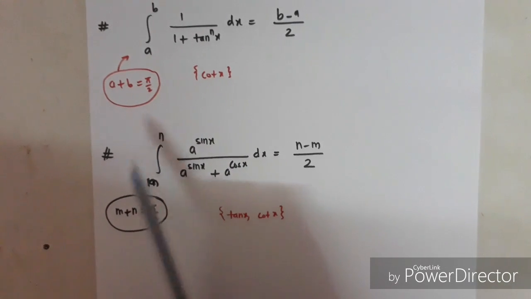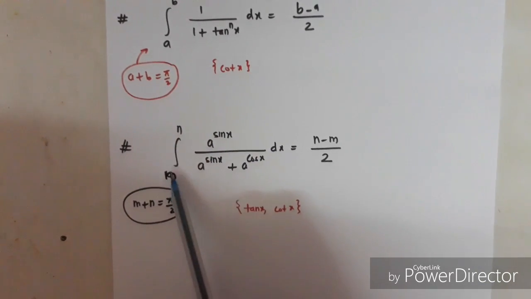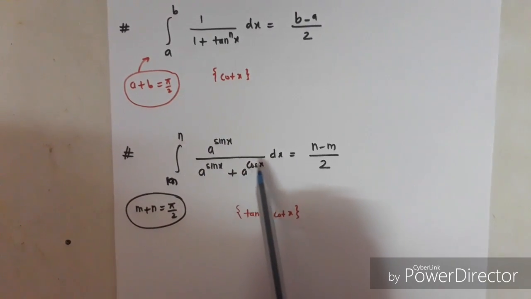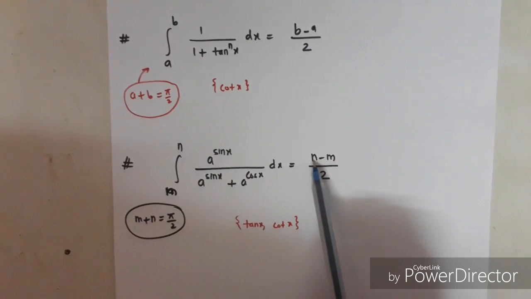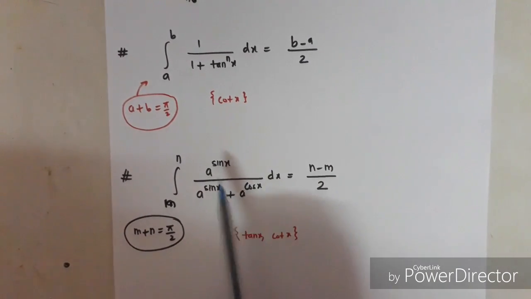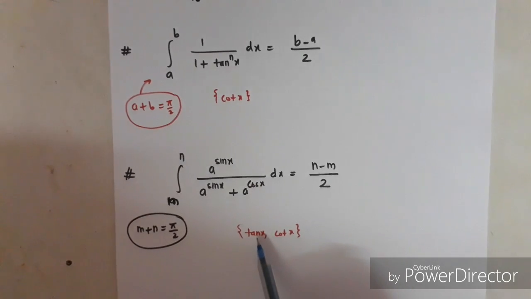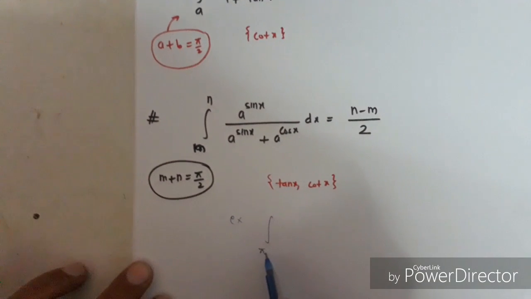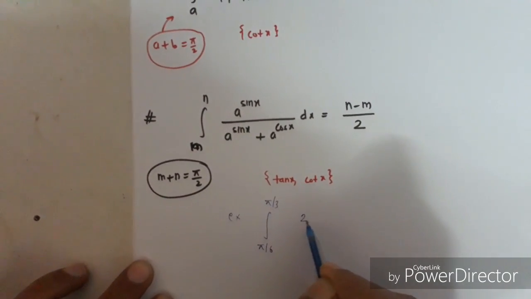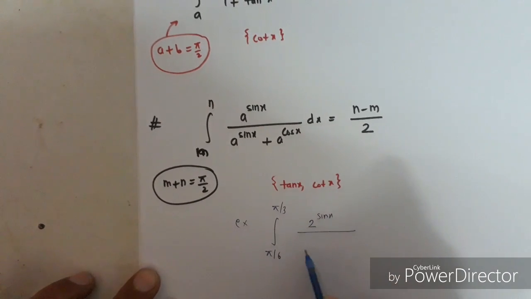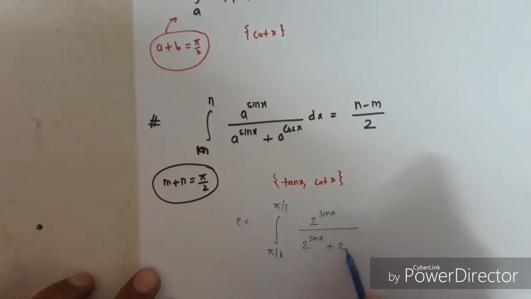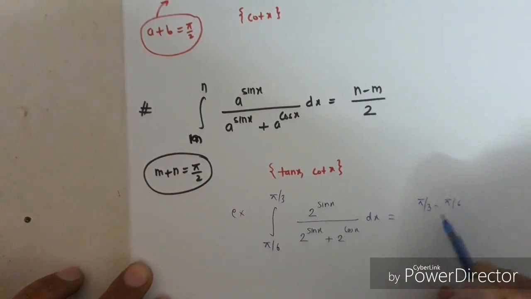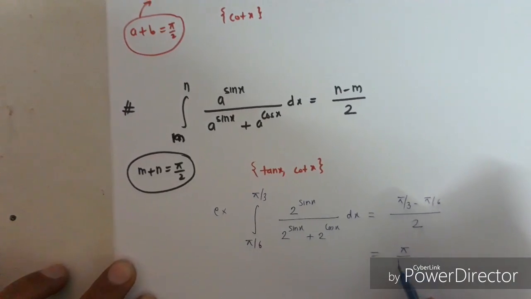Integral m to n, again m plus n, the sum of lower limit and upper limit must be pi by 2. A raised to sine x divided by a raised to sine x plus a raised to cos x dx equals n minus m divided by 2. In place of sine x and cos x, even if it is tan x and cot x, answer would be same. For example, integral pi by 6 to pi by 3, 2 raised to sine x divided by 2 raised to sine x plus 2 raised to cos x dx, answer would be upper limit minus lower limit divided by 2, which is pi by 12.